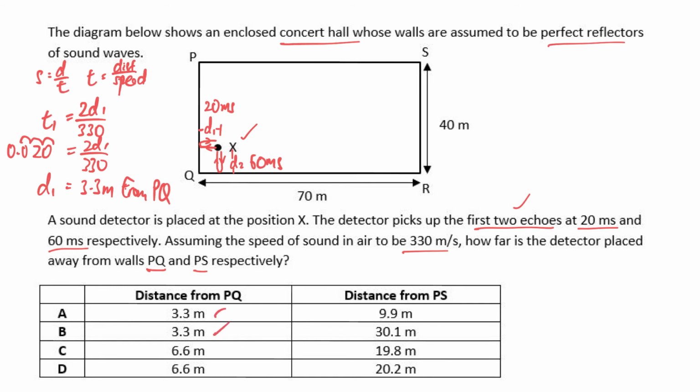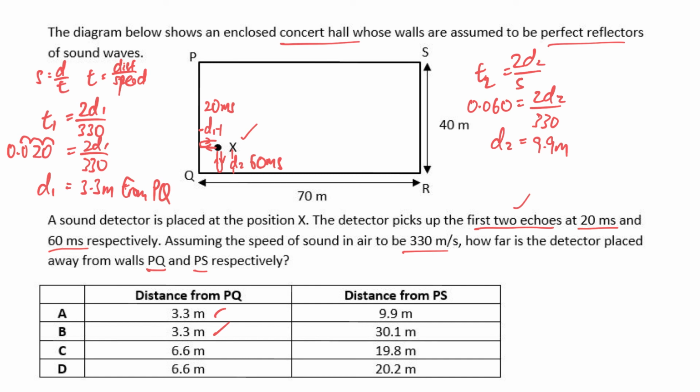So either of these two options are correct. The next thing we will do is proceed with time 2, which is 2 times the distance 2 divided by the speed, so the time is 0.06. That is 2 times the distance D2 over the speed, which is 330, and you can solve for the distance D2, which is 9.9 meters from the wall QR.